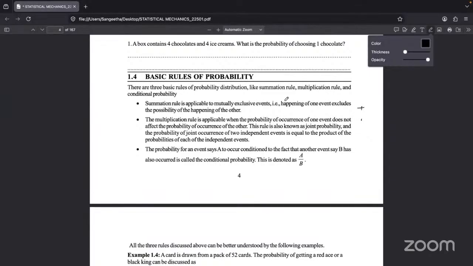Here, in the summation rule, each event excludes the possibility of another event. That is called the sum rule. Multiplication means the two events do not affect one another. If an event does not affect the probability of the other occurring, that is different from mutually exclusive events. What is the meaning of mutually exclusive here? In the product rule, one is not affecting the other. We will see this in the examples. Next, another one is conditional probability.